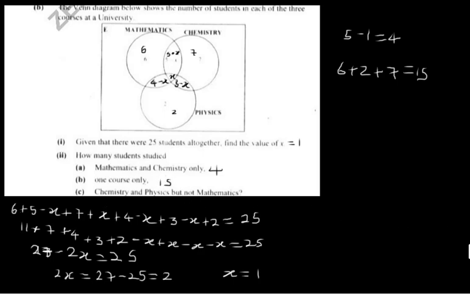Chemistry and physics, but not mathematics. So we'd have this plus that plus that. So we'd have 7 plus 2 plus 3 minus 1, which is 2. So 7 plus 2 plus 2, right? And this gives us 11. So those that studied chemistry and physics, but not mathematics, were 11. And we are done with this question.